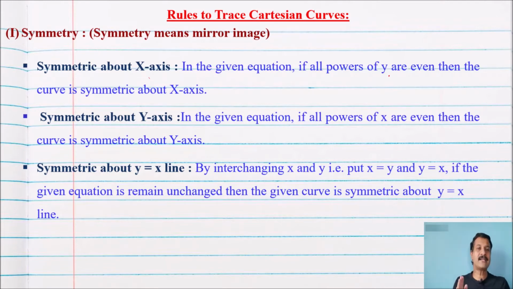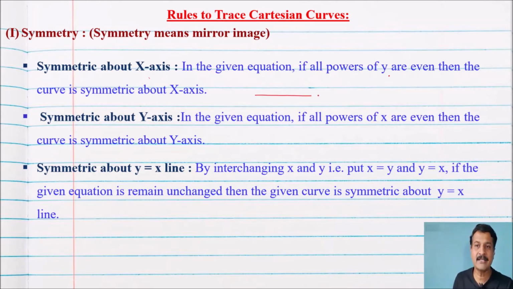So you always check first symmetry about the x axis as well as symmetry about the y axis. If the given curve is not symmetric about the x axis or y axis, only then do you go for the next. Otherwise the x and y axes are sufficient. Also note that sometimes all powers of x as well as all powers of y are both even. Then that curve is symmetric about the x axis as well as the y axis. So it is a very simple way to remember.